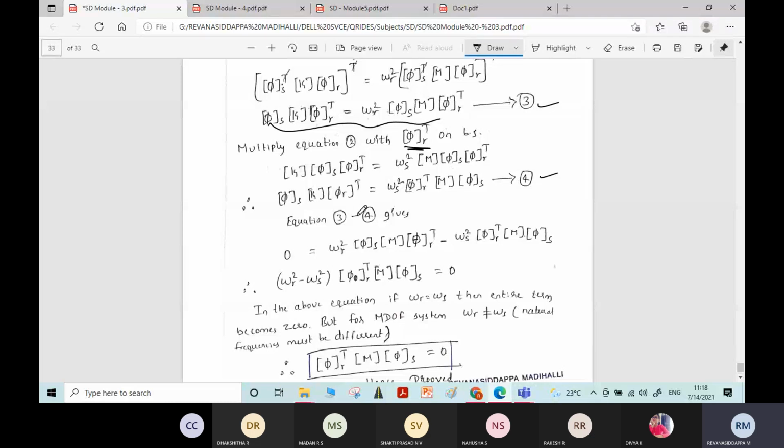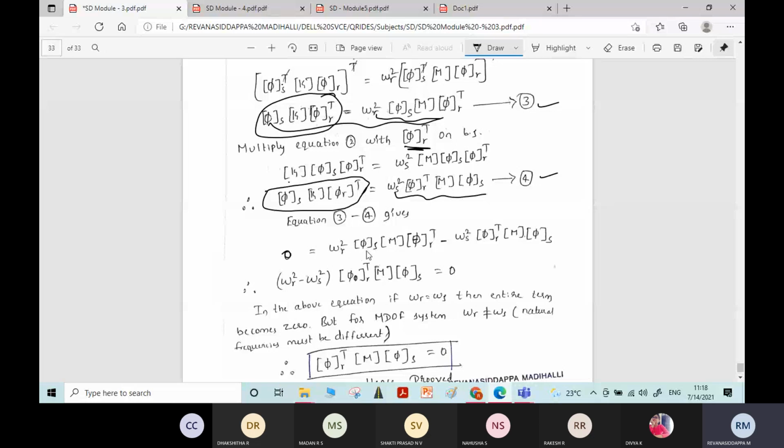Then if you do equation 3 minus equation 4, this LHS term is the same for both equation 3 and 4, so it becomes 0. Then this term: omega r square phi s transpose m into phi r minus omega s square phi r transpose m into phi s.